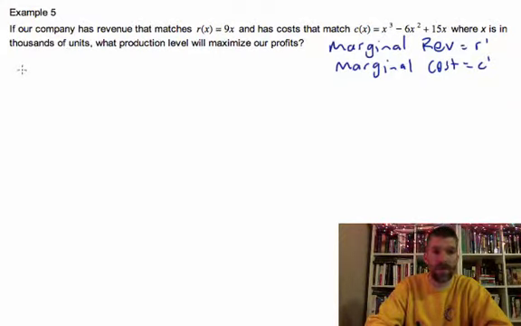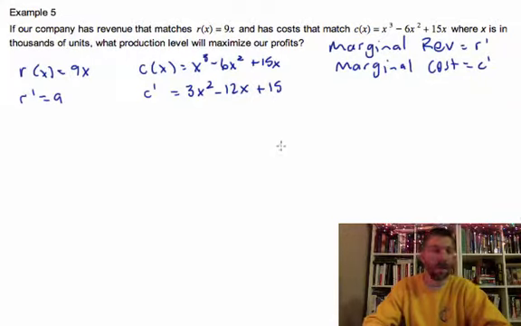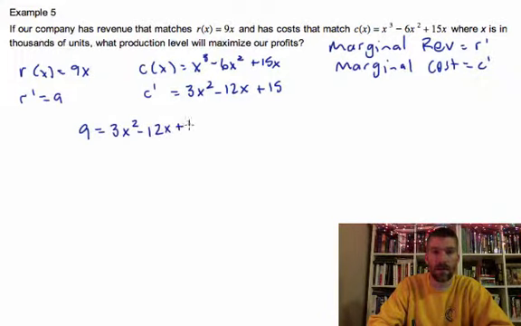So if I have R of x equals 9x, so R prime is 9. C of x is equal to x cubed minus 6x squared plus 15x. So C prime is equal to 3x squared minus 12x plus 15. And all we have to do is set these equal to each other and solve it out. So 9 equals 3x squared minus 12x plus 15.